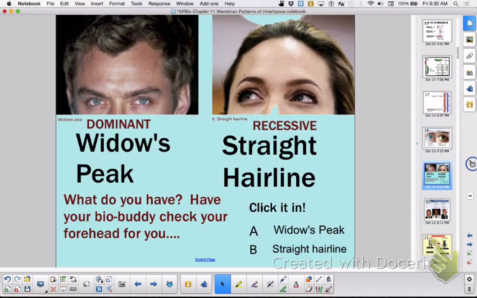All right, time to assess ourselves. Okay, so the dominant trait is a widow's peak, and the recessive trait is a straight hairline. Yes? I have a question. If you had two parents with two recessive traits, like say you had a parent with blue eyes and hazel eyes, which one would like? Hazel is a modification still in the recessive end of things.